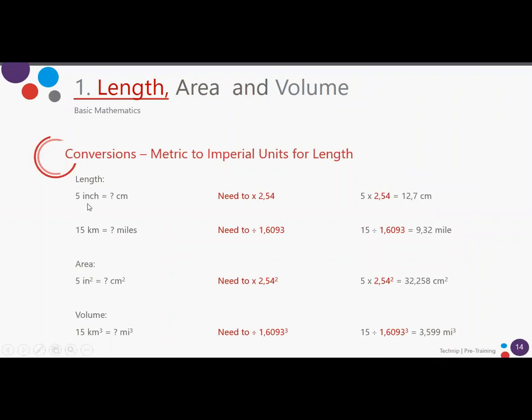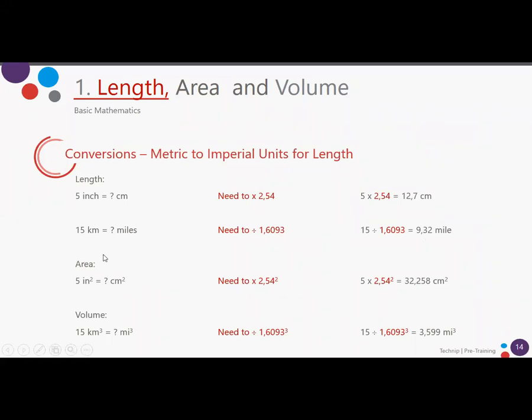So we have 5 inches, and I would like to know how many centimeters that is. So we have to multiply by 2.54. So 5 multiplied by 2.54 is 12.7 centimeters. For 15 kilometers in miles, you need to divide by 1.6093. So 15 divided by 1.6093 is 9.32 miles.